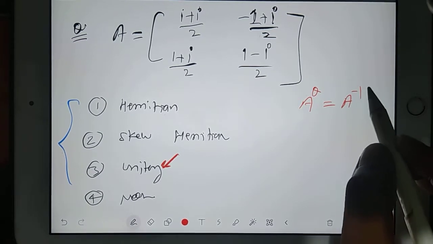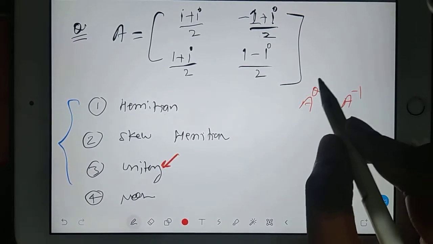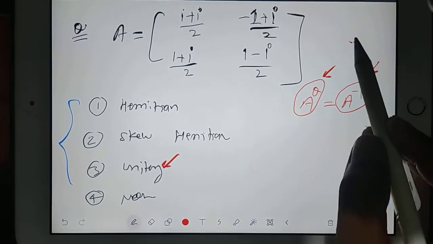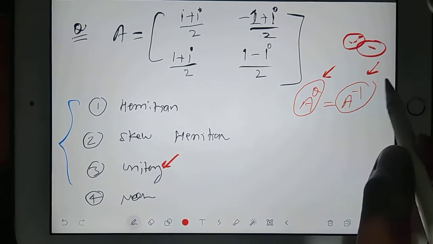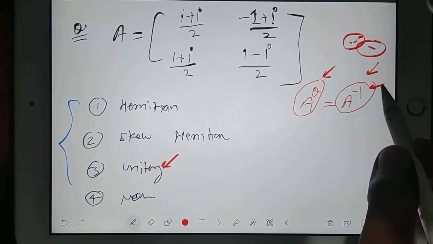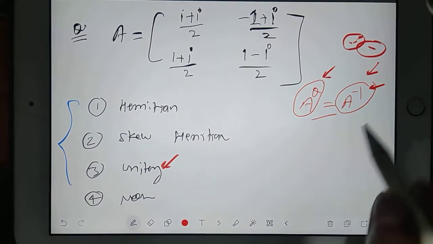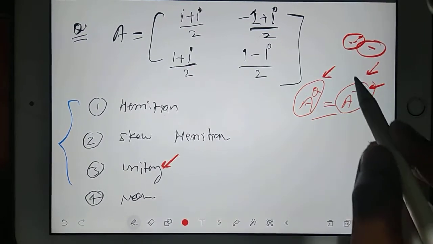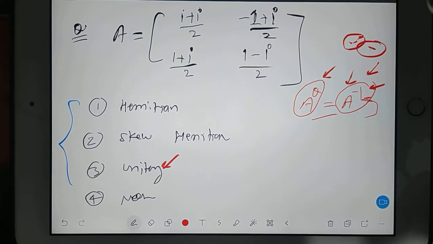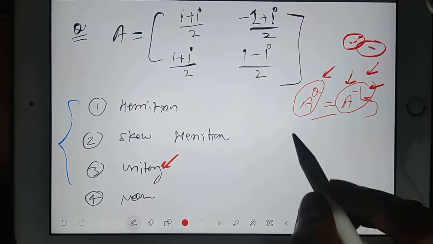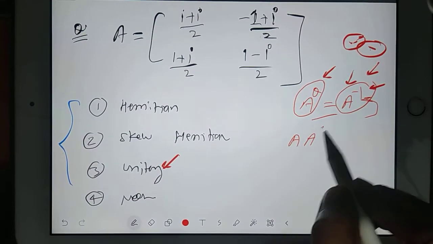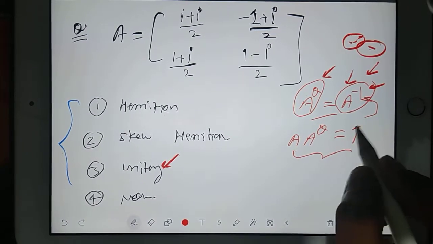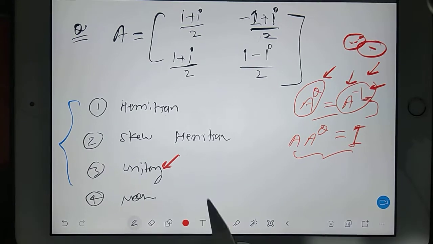In that case, you should know how to find A power theta and how to find A inverse. But from day 1 of the lecture till now, I have not taught you how to find A inverse. So we have another option to check. If I had taught you A inverse, then I could say follow that procedure. Right now I have not taught you. I will teach you in future classes. So another way is A A power theta should give you 1. I mean 1 means the identity matrix. So you can apply this concept.